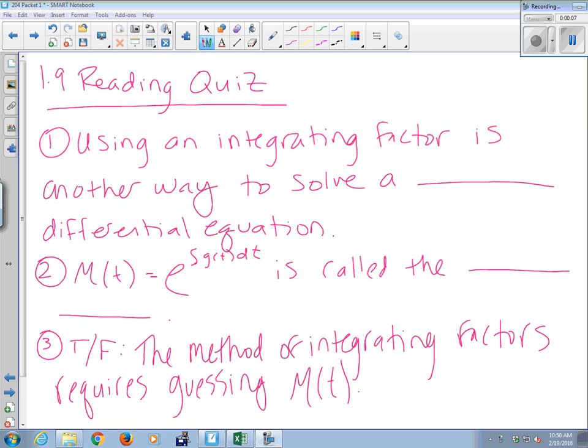Using an integrating factor is another way to solve what kind of differential equation? Linear. I said non-homogeneous. No, it has to be linear. It does not have to be non-homogeneous. It can be homogeneous or non-homogeneous. Mu of t equals e to the integral of g of t dt. What is that thing called? Integrating factor.